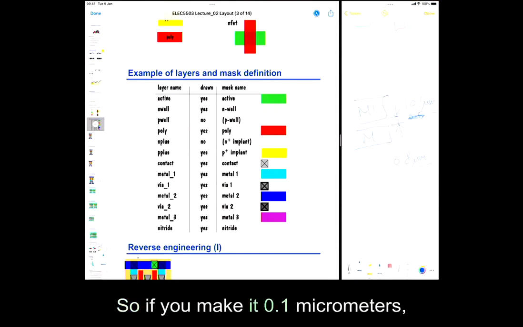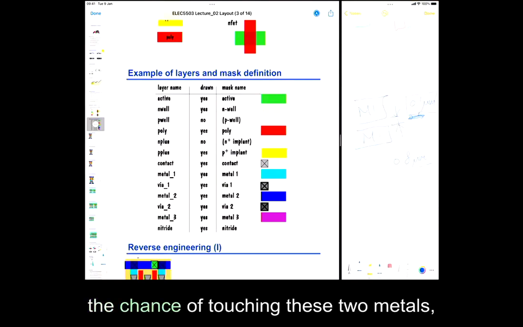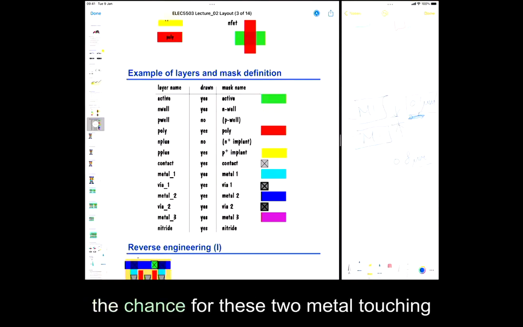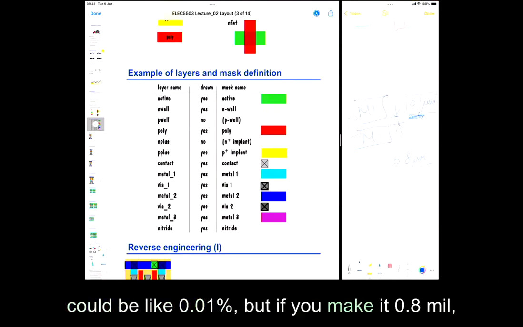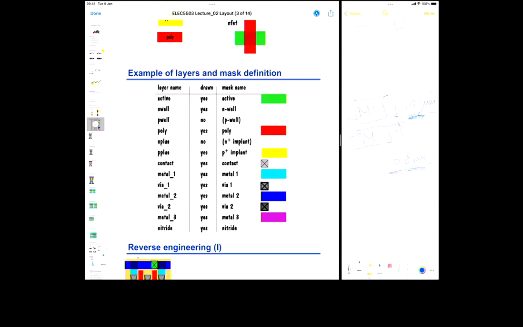So if you make it 0.1 micrometers, the chance of these two metals touching could be like 0.01%. But if you make it 0.08 micrometers, the chance of touching could be 20%. Then your yield drops a lot. So it depends on the foundry whether they will allow you to do that. But for our course, again, you don't have to worry about it. Just follow the rules, okay? Don't push the boundary. All right.